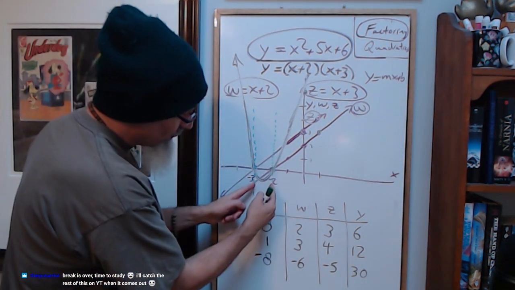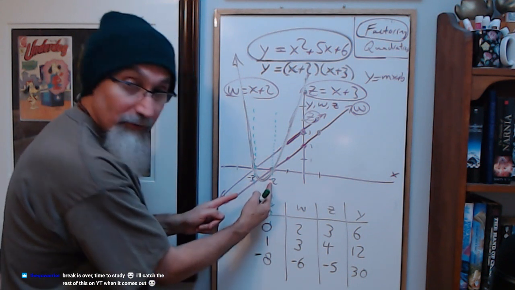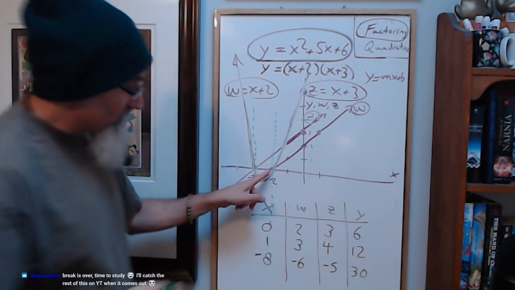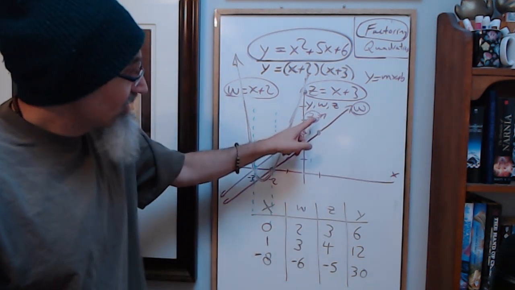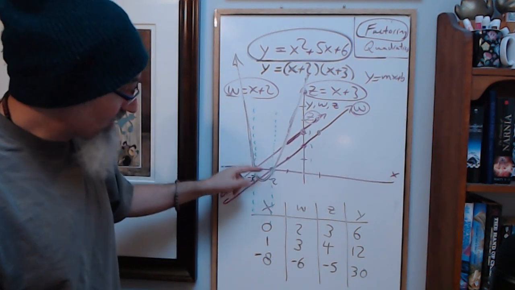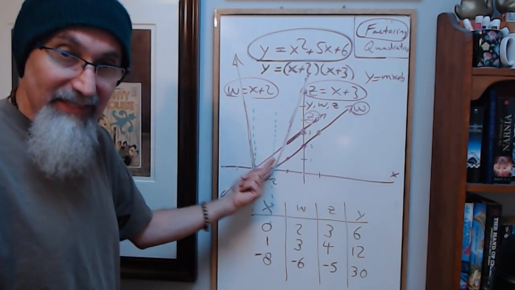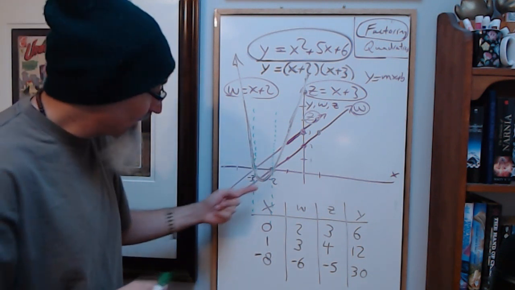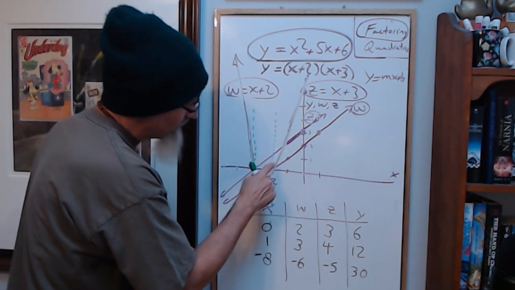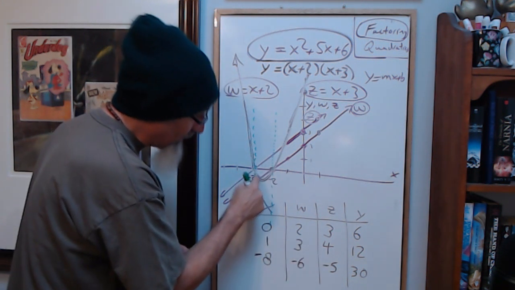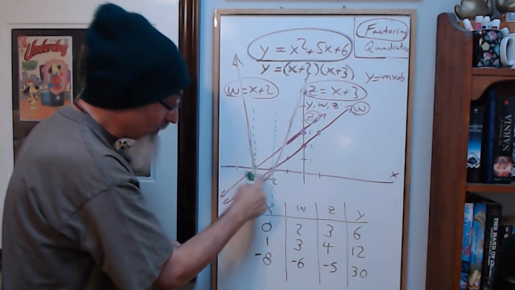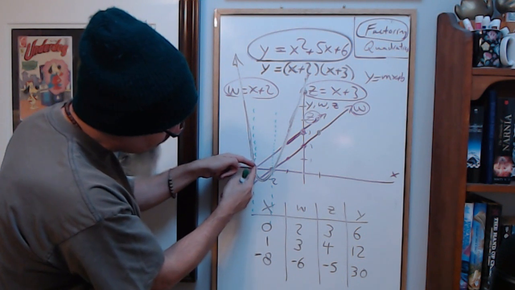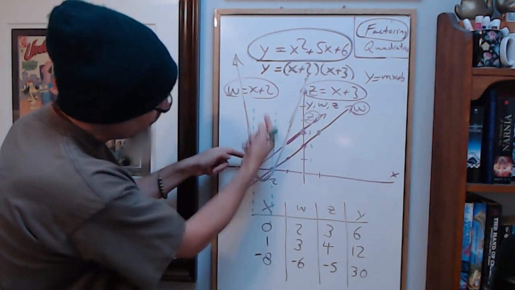If you look at this zone, from negative 2 to negative 3, w is below the x-axis, so it's negative. Z is above the x-axis in this zone, so it's positive. Negative times a positive is negative. That's why our function y is below the x-axis. And then as you get closer to negative 3, this number gets smaller, so it's kicking up this y value.